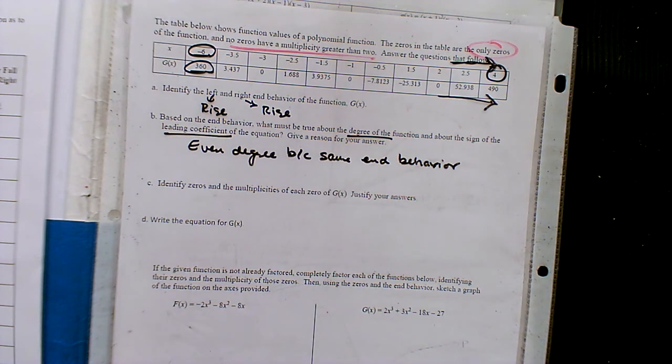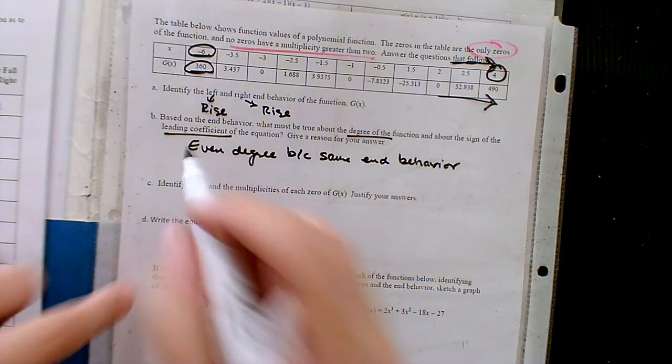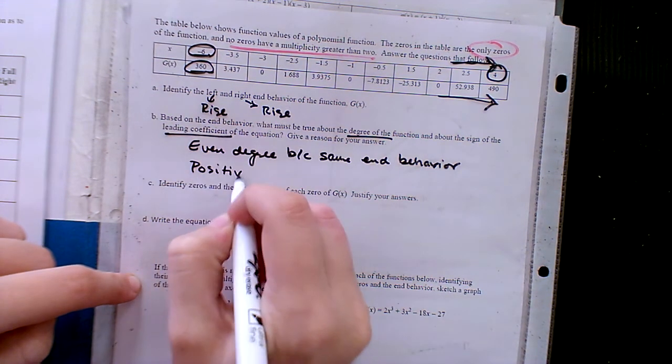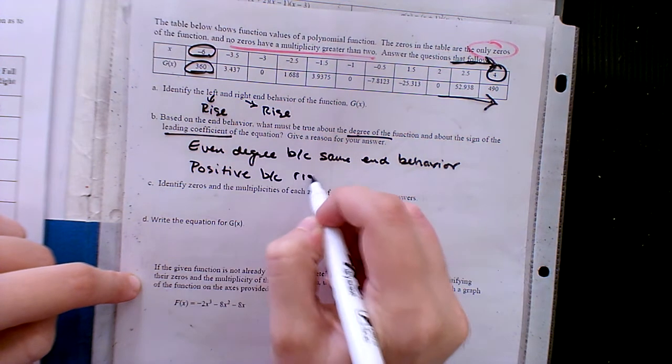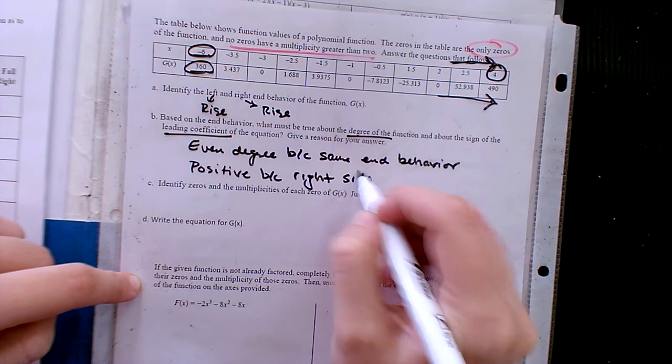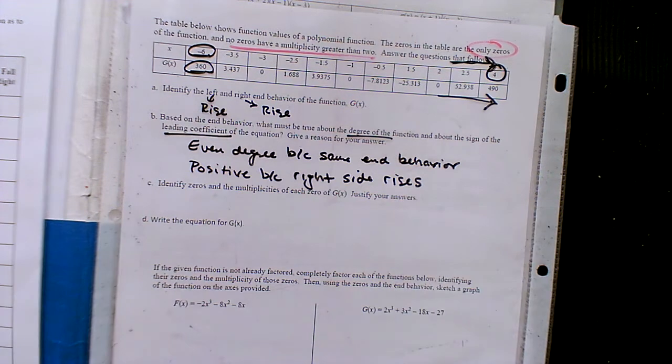Do we have a positive sign out front or a negative sign out front? How can we tell? Good, Alicia? There we go. Positive because right side end behavior rises. Looks good.